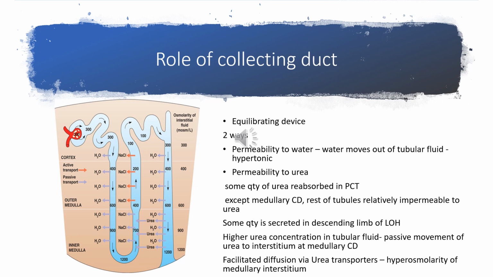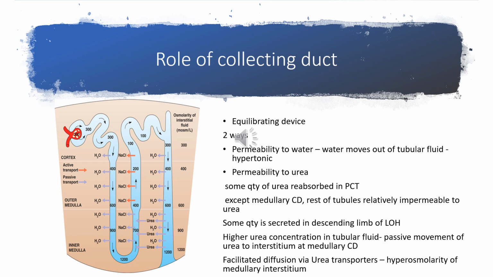We know that the tubular fluid, after passing through the thick ascending limb of loop of Henle, has become hypotonic. And this hypotonic fluid, when it reaches the collecting duct, in the presence of ADH, water will move out of the tubular fluid. That is, much amount of water will be reabsorbed from the collecting duct. So this makes the tubular fluid hypertonic. Okay. Much amount of water will be removed from the tubular fluid means it becomes hypertonic. So that is the urine concentration by its permeability to water.